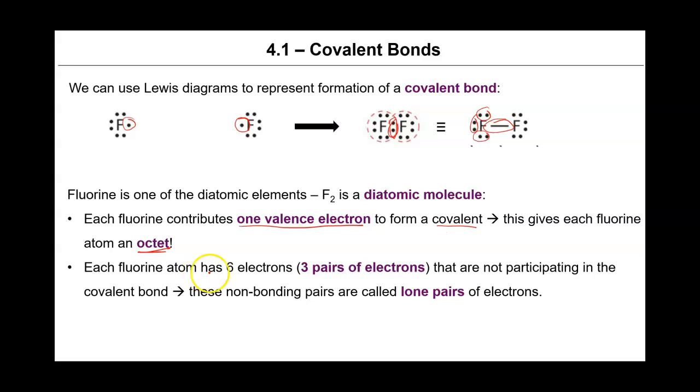And it's important to realize that each fluorine atom has 6 electrons that are not participating in forming the covalent bond. These are called non-bonding pairs of electrons, or sometimes lone pairs of electrons. So in this case, each fluorine has 3 lone pairs.